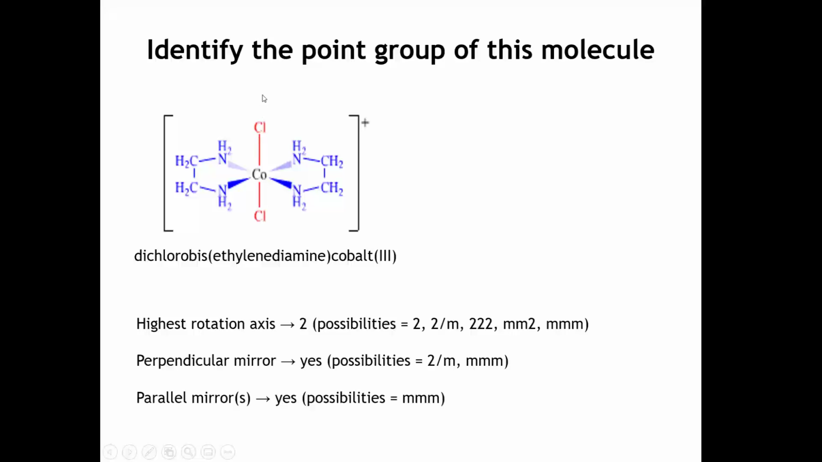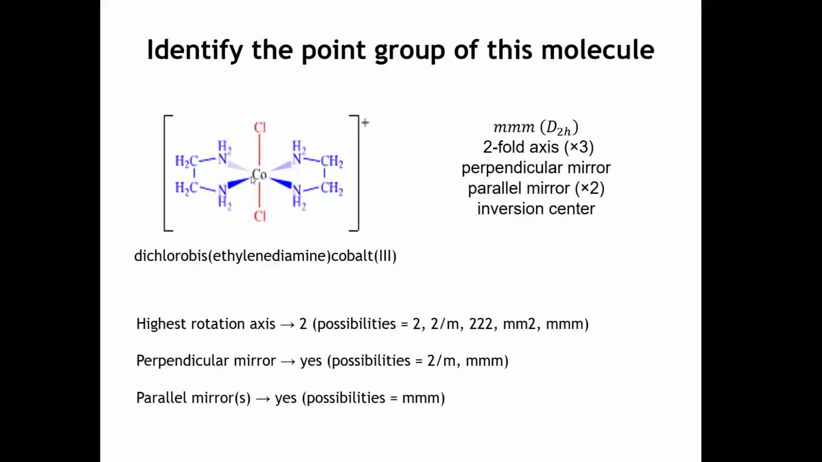There's one that bisects or contains both chlorides and the cobalt. There's another one that goes through the cobalt and then bisects the ethylenediamine molecule. And now we have uniquely identified the point group as being mmm. In Schoenflies notation, that would be D2h.